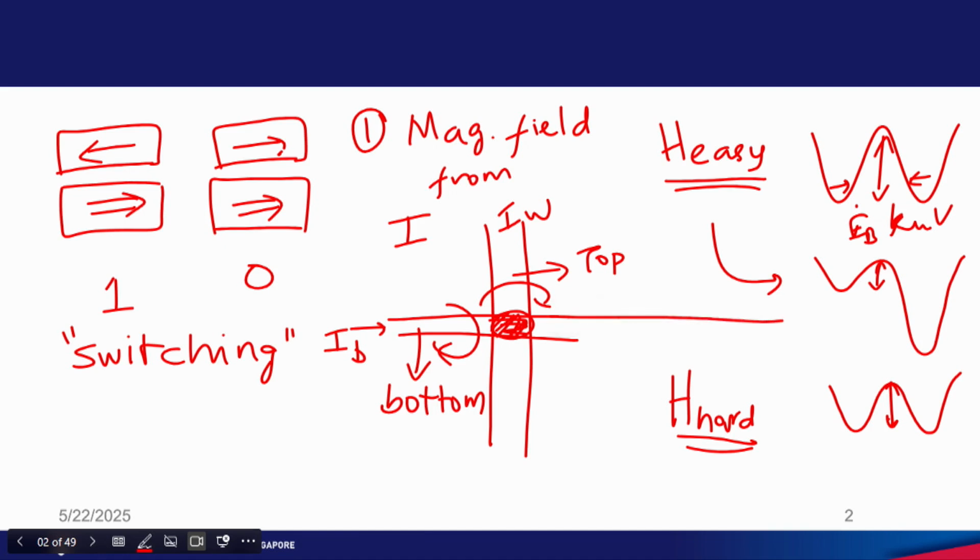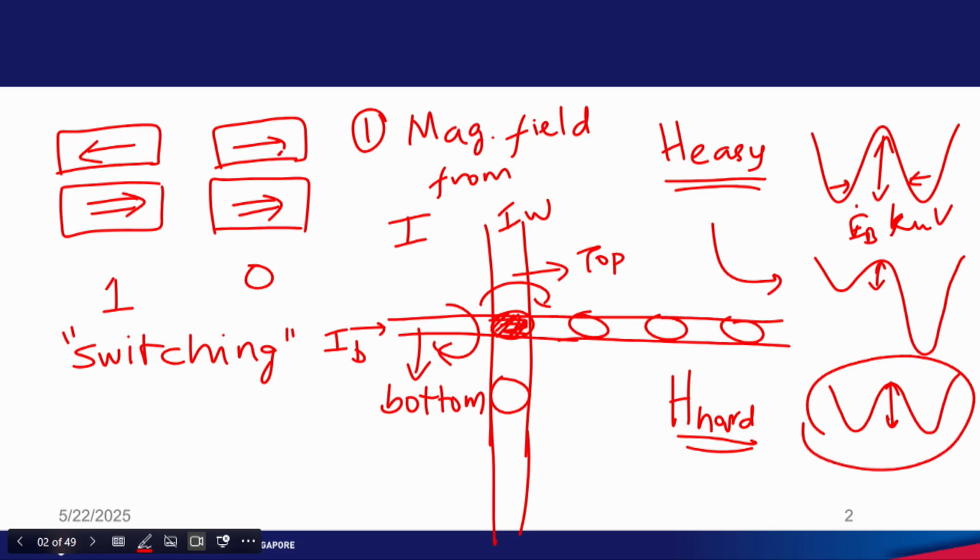All the other MTJs along this line or along this line will not be switched, because they feel either this kind of energy landscape change or only this kind of energy landscape change. So there is still some energy barrier. None of these MTJs will switch; only this particular MTJ will switch. So this is one concept that we learnt yesterday.